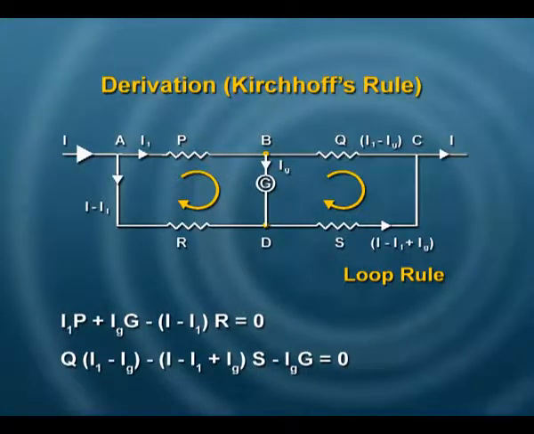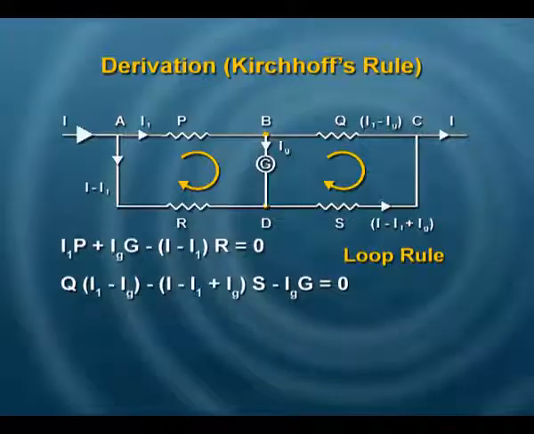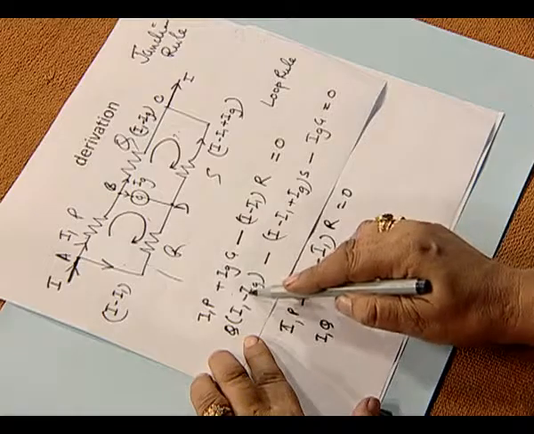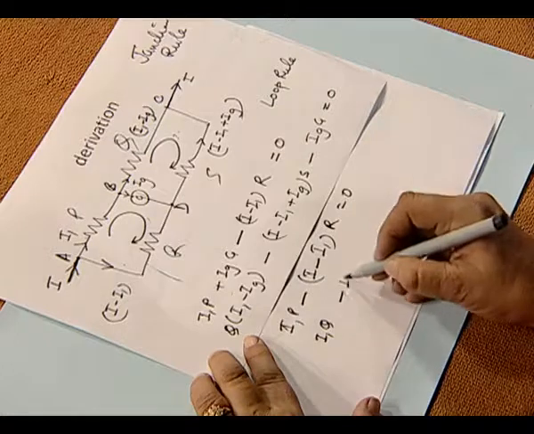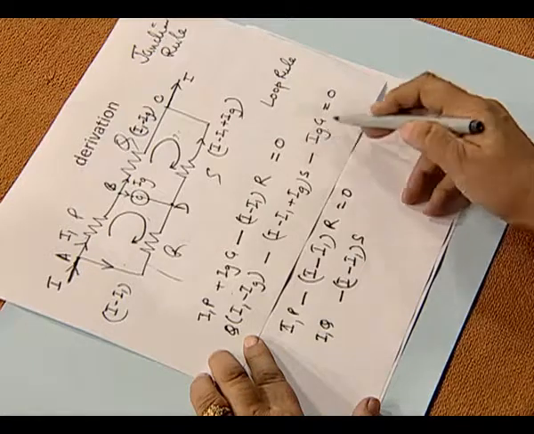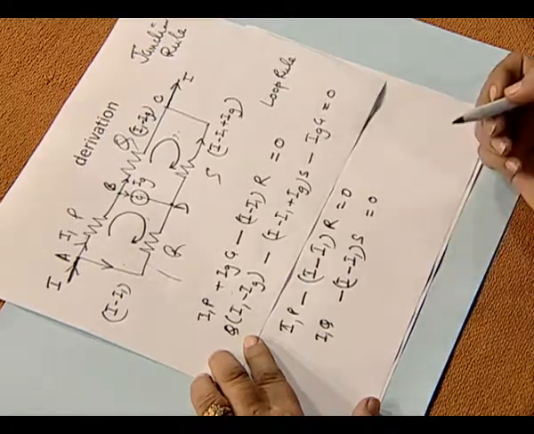For the balance condition, these 2 points should be at the same potential. That means the current Ig should become 0. The value of the galvanometer resistance cannot become 0. However, Ig will be 0. So, our 2 equations will reduce to I1 P minus I minus I1 into R equal to 0, and in the other one it will be I1 Q, this term becomes 0, and here it will be minus I minus I1 S, and this entire term becomes 0 because Ig is 0. So, this is equal to 0.